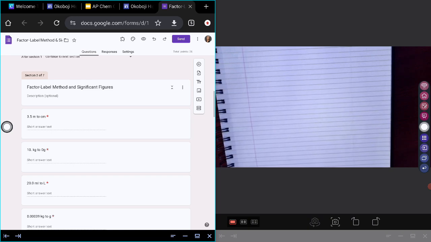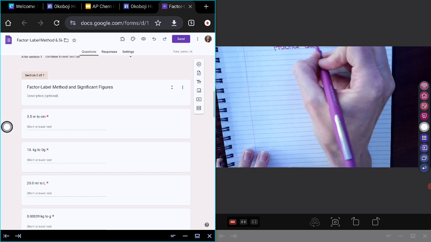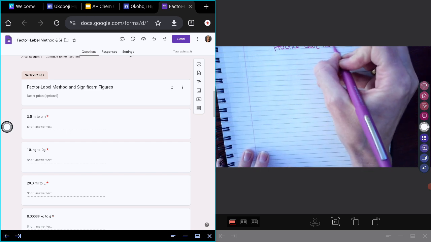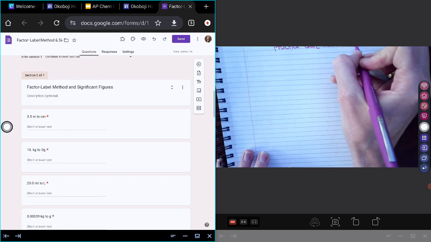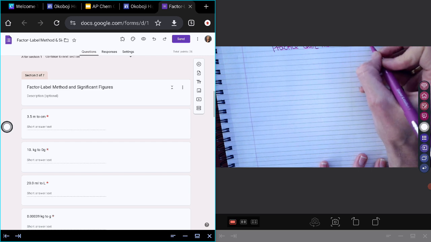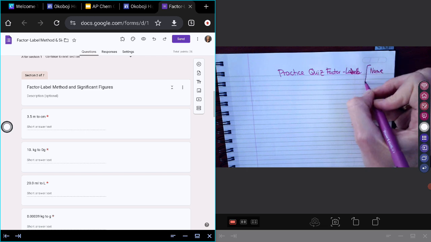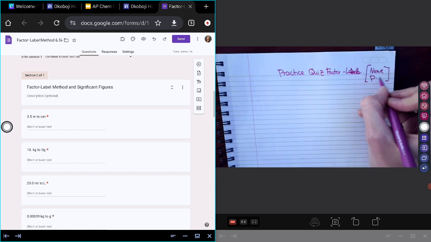Also, when you're writing, start at the top left, work over, and then down. Some kids write all over their paper. Like they'll start in the bottom right corner and then work up. So practice quiz, factor label method. Over in the right corner, always write your name, and then your class period, always on the right corner: name, and then period 3 chem. Top right corner, guys.